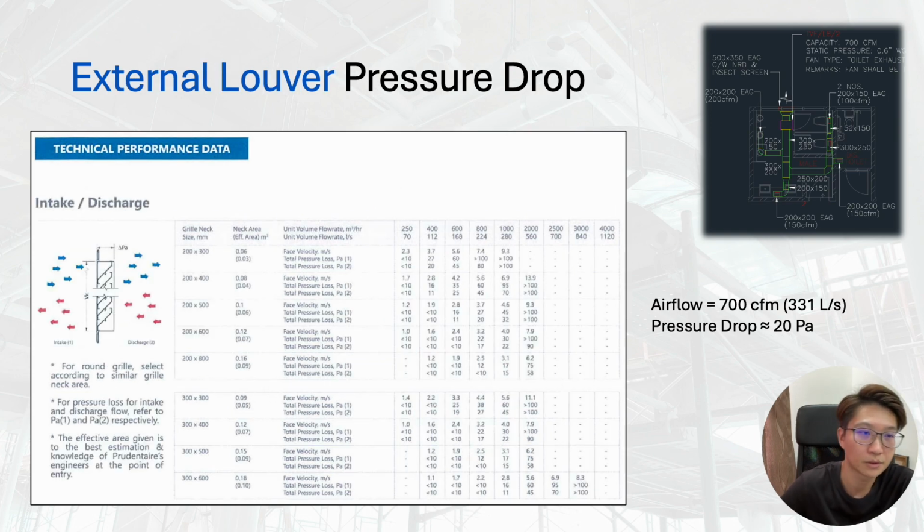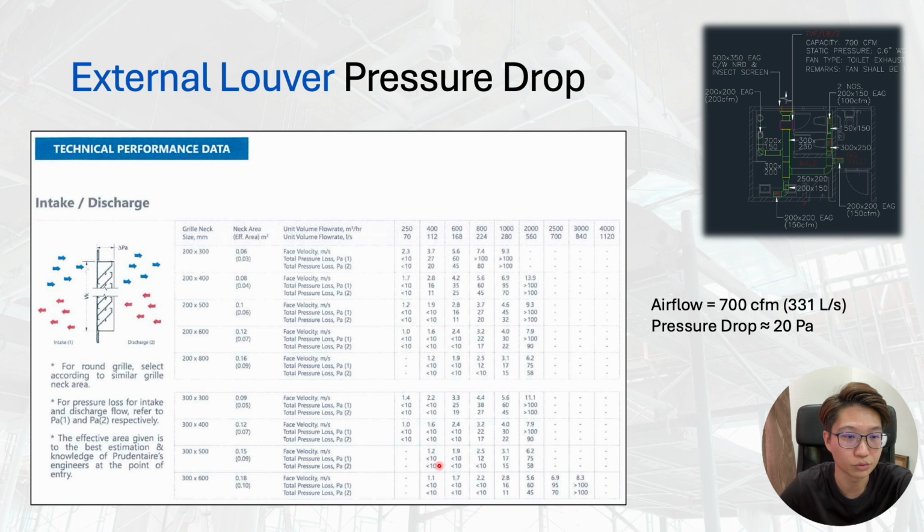So let's go for another one, the external louver. The external grille size is 500 times 350, so we can use this one, 300 times 500. The airflow is 331 liters per second, so it is around here. Alright, 280, this one is 560, so it's in between here.